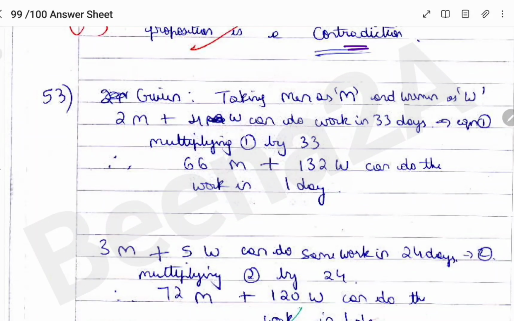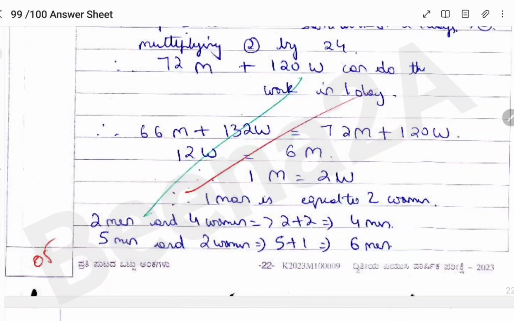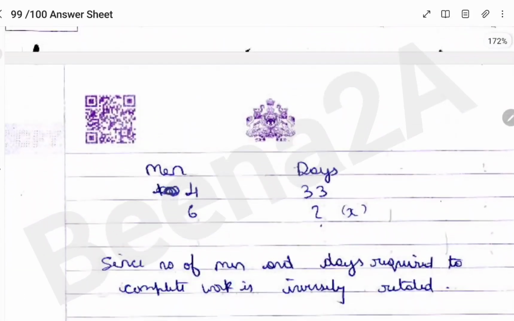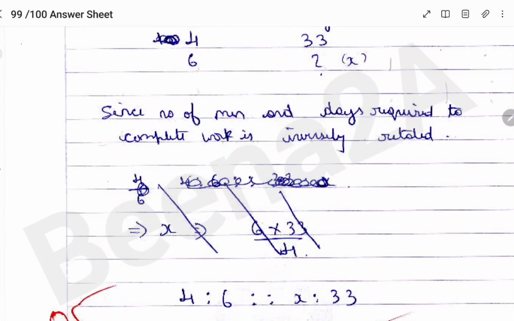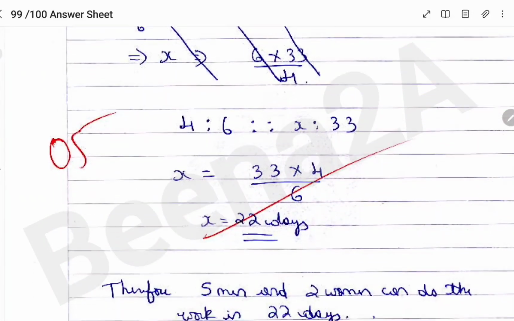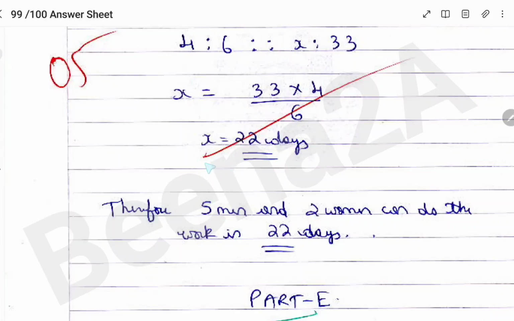Then here, he has put whatever is given in the question. This is again a ratio and proportion problem. Look at the number of steps neatly done. Every step he has followed. He gets the value of x, right? And then he puts a conclusion again. Therefore, 5 men and 2 women can do the same work in 22 days.